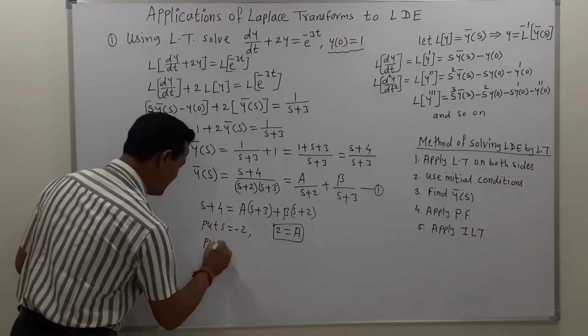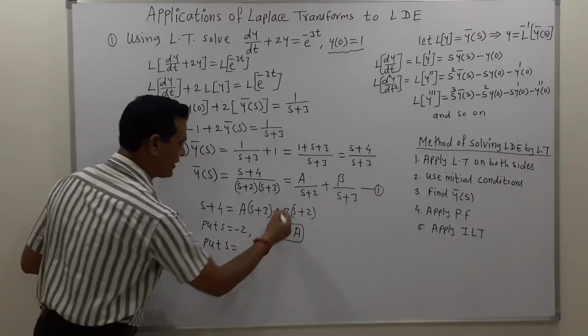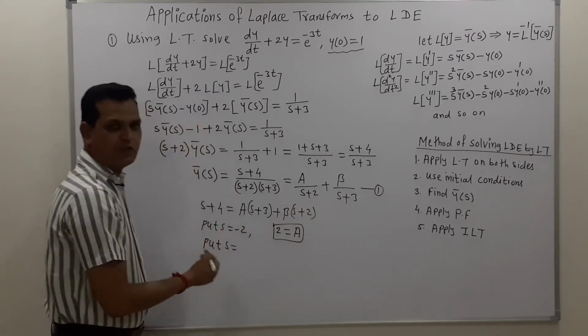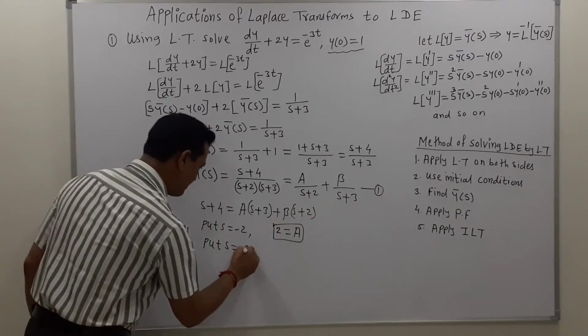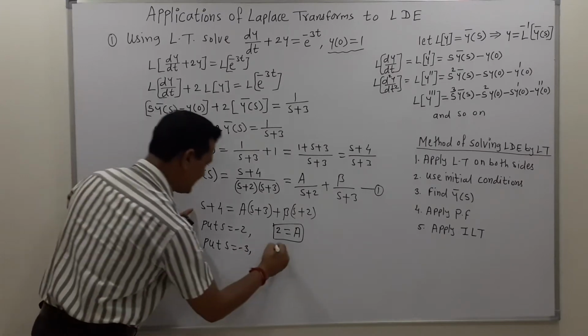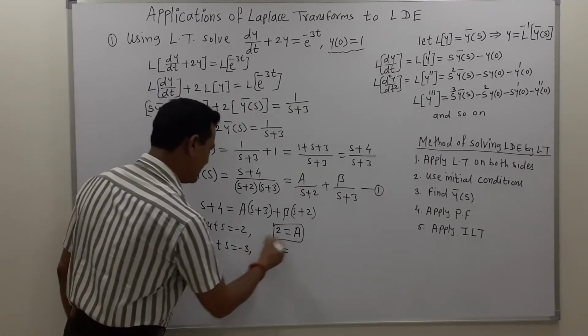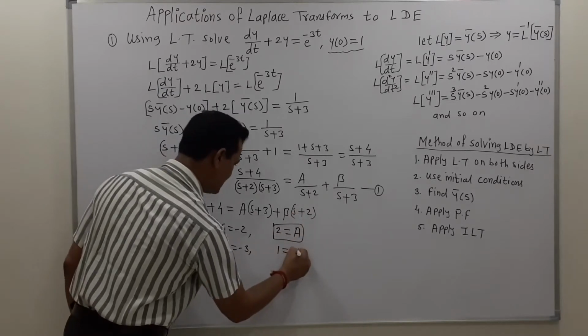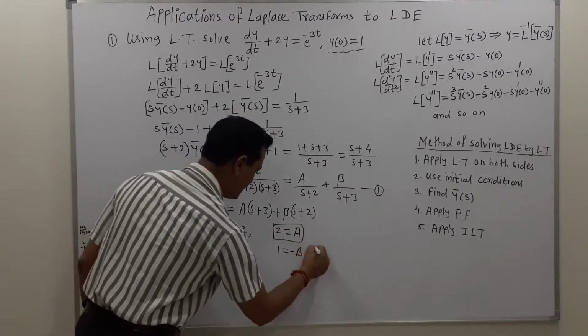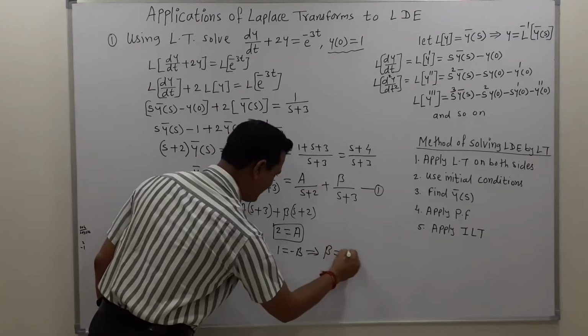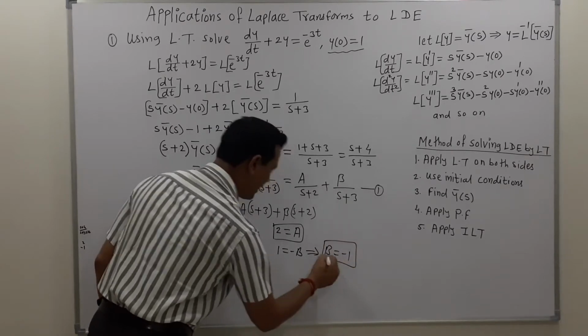Similarly, for getting the value of b, this must be 0. So put s is equal to minus 3. So we get this as 1 is equal to, so we get this value as minus 3. So that means this is minus b. So this implies that the value of b is minus 1.